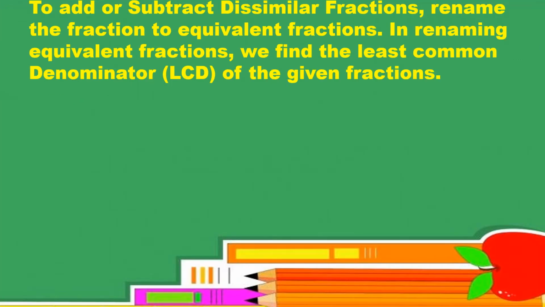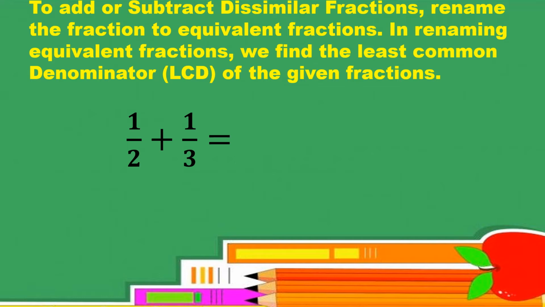So to add or subtract dissimilar fractions, rename the fractions to equivalent fractions. In renaming equivalent fractions, we find the least common denominator, or what we call the LCD, of the given fractions. So equivalent fractions are similar fractions. Meaning, kailangan pong maging magkapareha sila ng denominator. Kasi pag sinabi nating dissimilar fractions, magkaiba po sila ng denominator, just like this example.